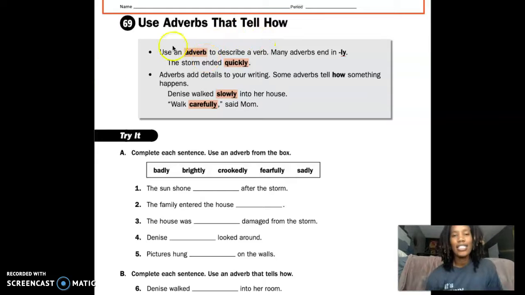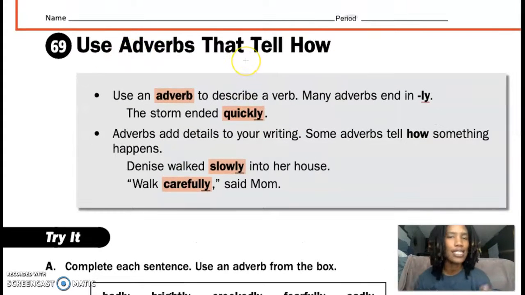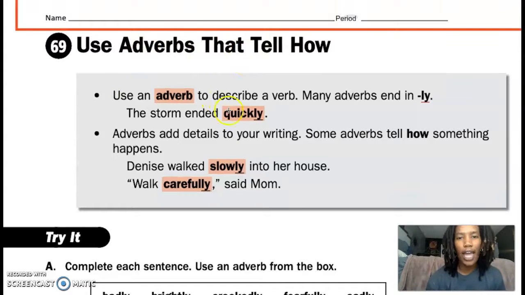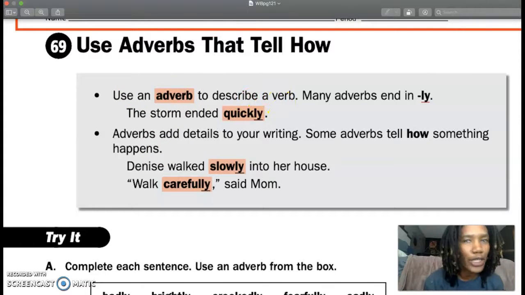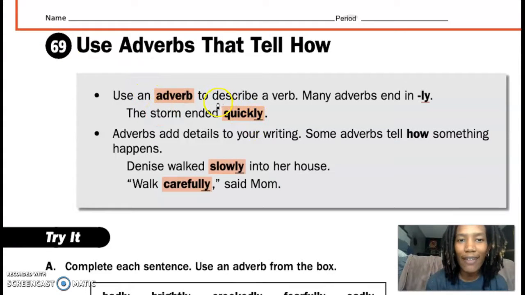It says, use adverbs that tell how, right? Use an adverb to describe a verb. Didn't I say that? Right. Adjectives describe nouns. Adverbs describe verbs. Okay. Use an adverb to describe a verb. Y'all already know. Let's get in edit mode. Let's get our pen. All right. Use an adverb to describe a verb.